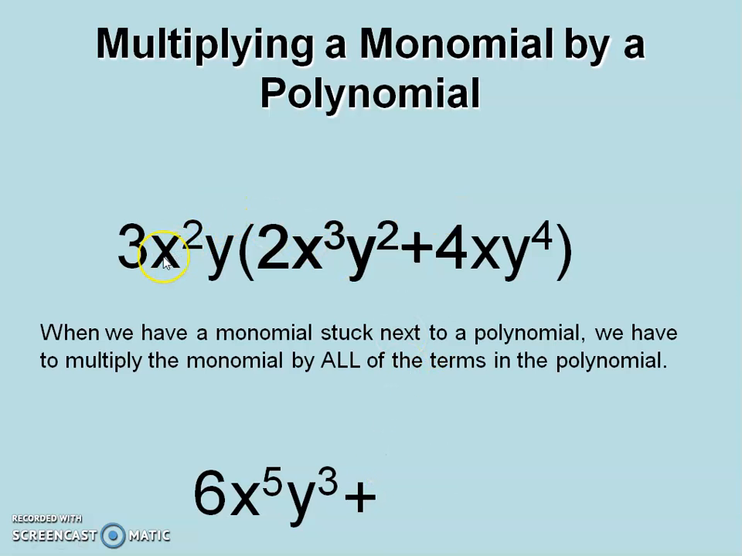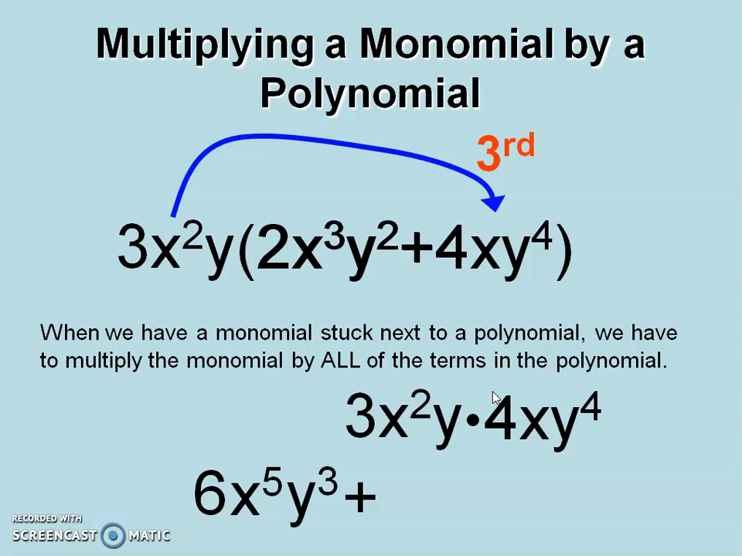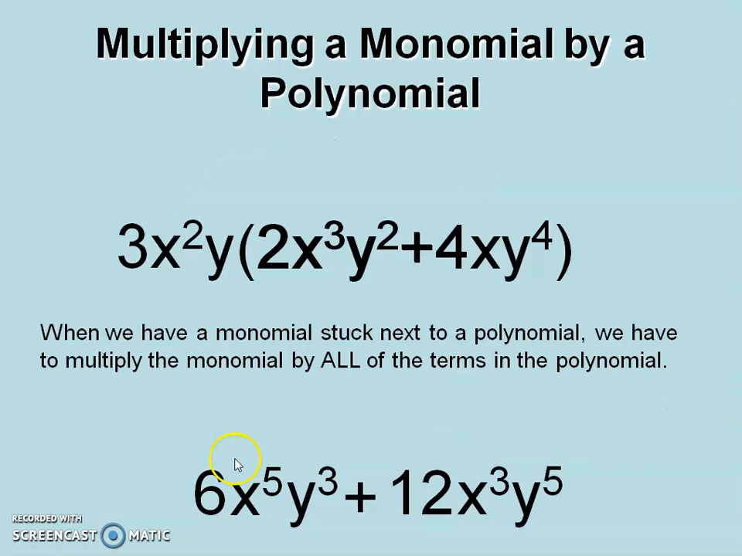And finally, I would multiply this outside term by the other term in here. And again, that's a multiplication of two monomials. We just reviewed how to do that. I'll multiply the coefficients, and then I'll add the exponents of the variables that are the same. So 12 x cubed, y to the power 5. And that overall is the answer. That's the product of this monomial times this binomial.